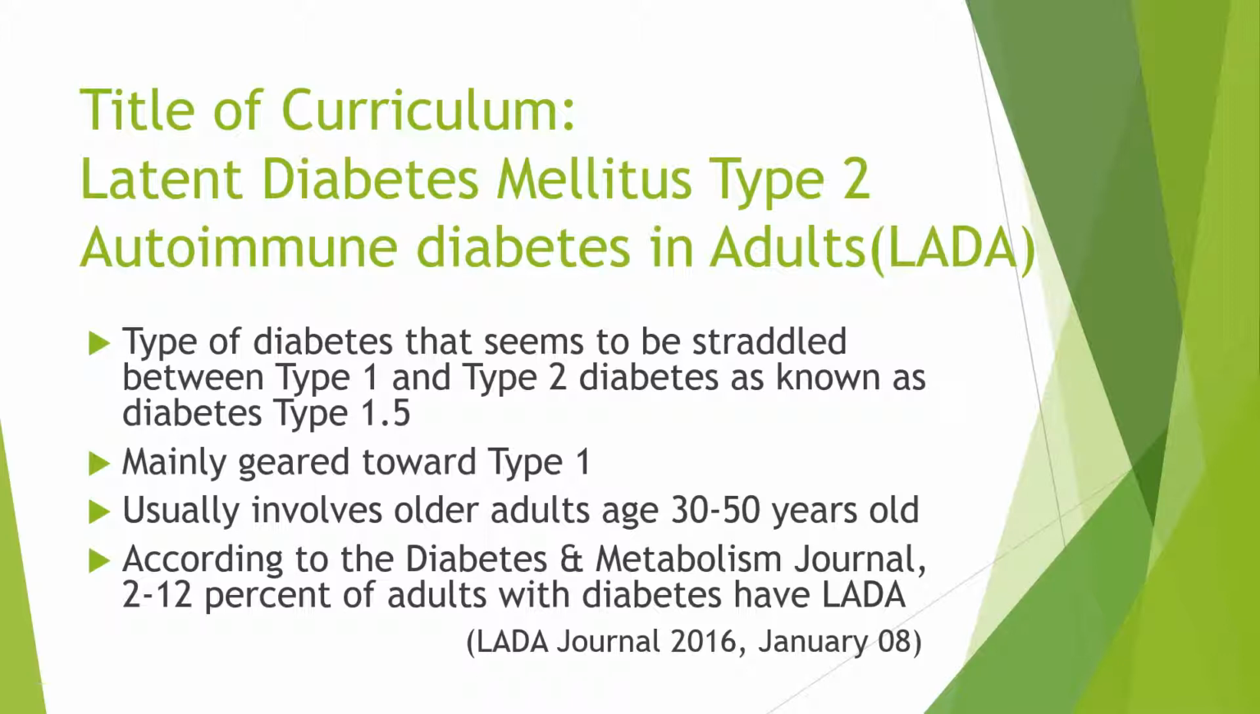Mainly geared toward type 1. And at the end, after we do the testing and everything, then it will be considered a type 1. It usually involves adults ages 30 to 50 years old. According to the Diabetes and Metabolism Journal, 2 to 12% of adults with diabetes have LADA. And now we're finding out lately that it's not only up to age 50. We've had patients who are 70 and 80 years old.